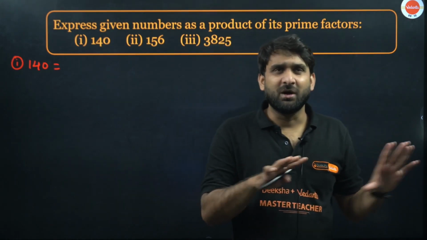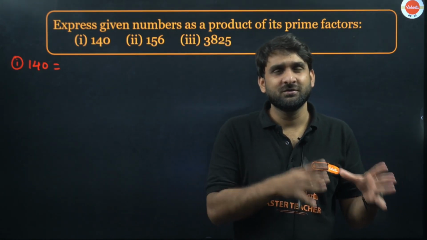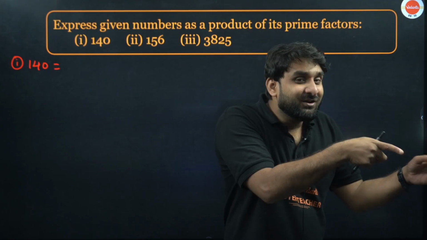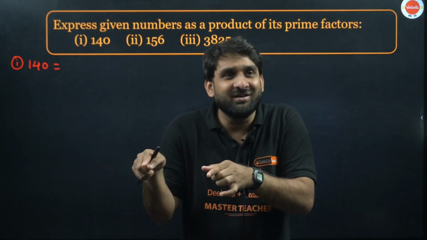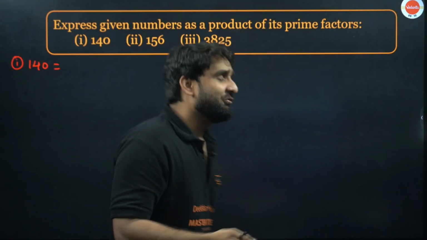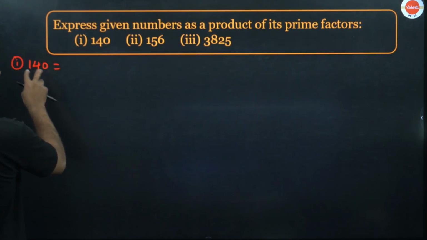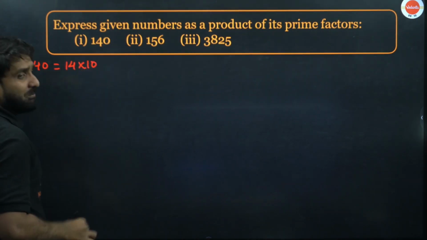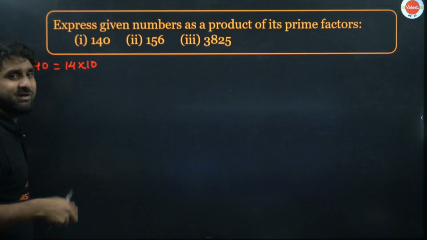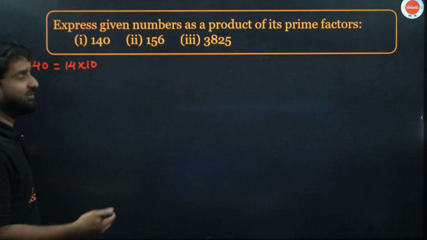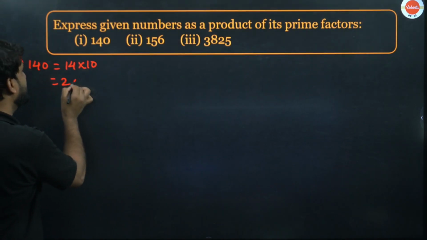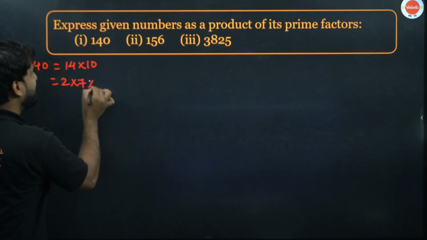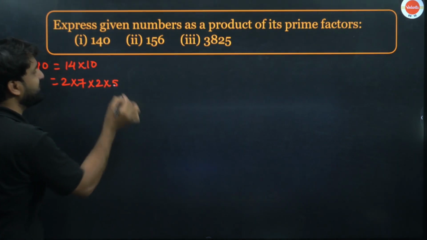Now 2 and 5 can't be split into two more parts. Now 14 is there. So 14 can be written as 2 into 7. I have split 140 first into 14 into 10 because these two numbers are very well known to us. We know 14 is equal to 2 into 7, and 10 can be written as 2 into 5.